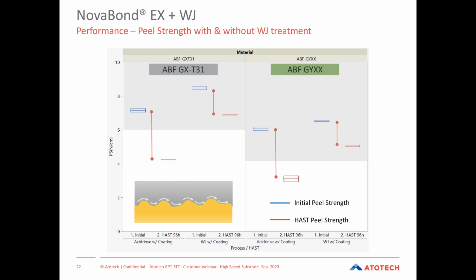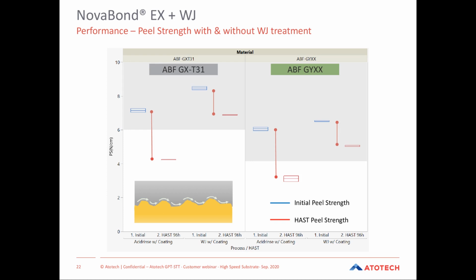Again, now we come to the peel strength results. So how good is the peel strength for such a process, even though we significantly reduce the roughness compared to the POR? I would like to show here the influence of this process, Novabond EX plus WJ. So pretreatment will influence the performance of adhesion, and also the coating adhesion promoter will influence the performance of adhesion.